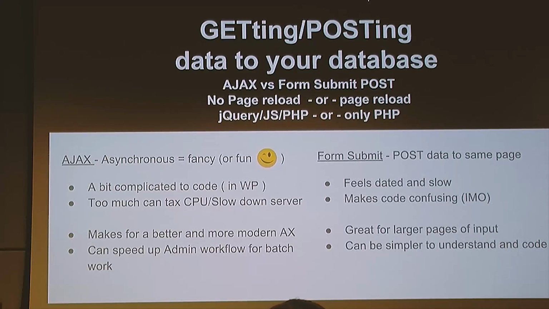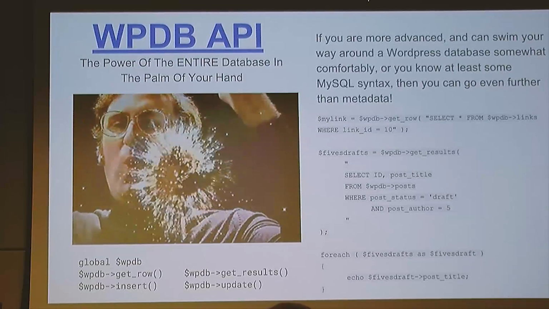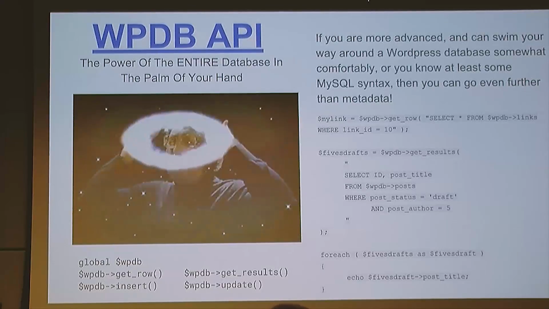It's great for larger pages of input. So if you have a form of input that's like 20 or 30 fields, I would probably do that with the form submit method as opposed to the AJAX method, because it's just a ton of data and you don't want them sitting there staring at a spinning wheel for, who knows how long, depending on the page. All right, so the WPDB API.